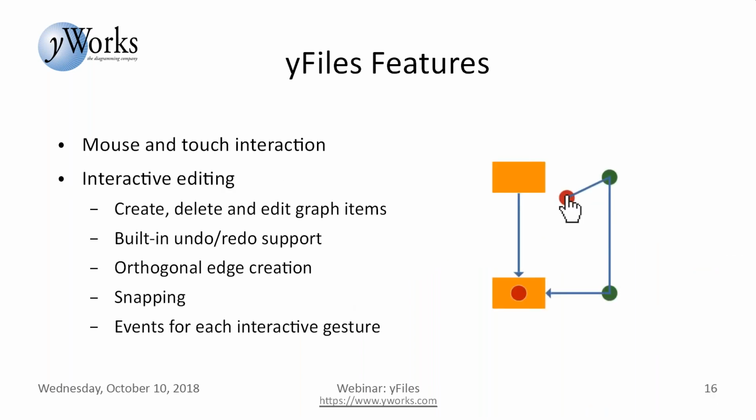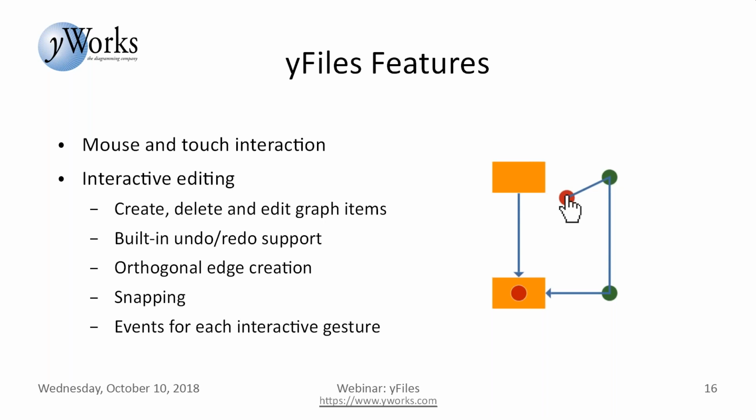Once you have the data loaded into the graph component, you usually want to have some kind of interaction. There's, of course, navigation. You can pan and zoom the graph, and you can do that with the mouse or with touch. That's both supported by default. And you can even edit the graph interactively. You can create, delete, and edit graph items. Like we see here on this image, an edge is created interactively from one node to another.